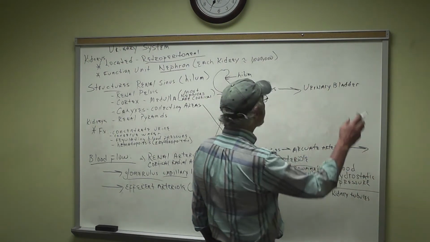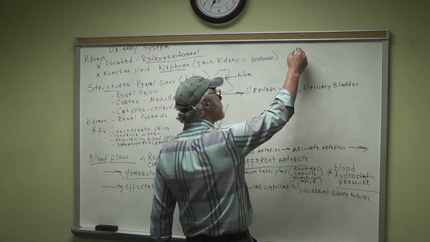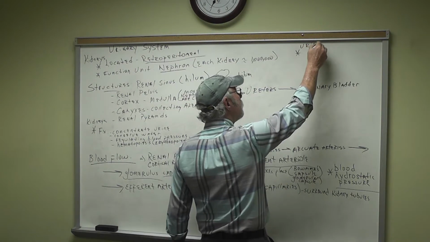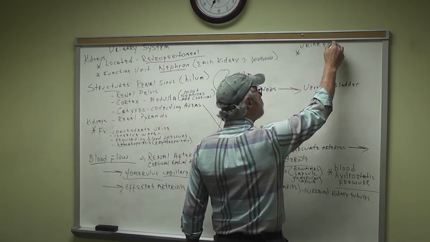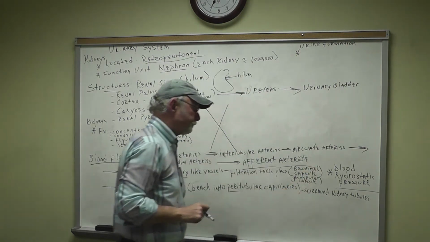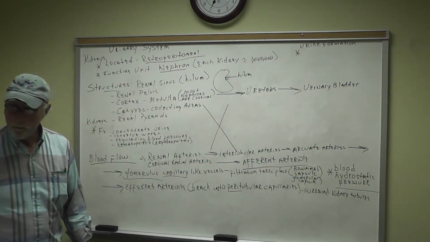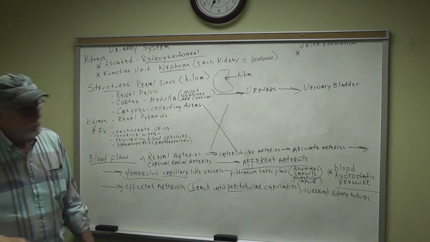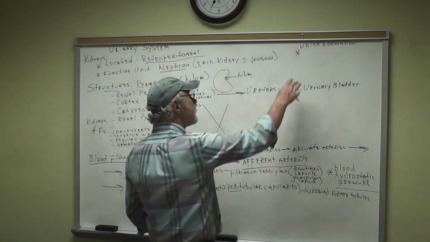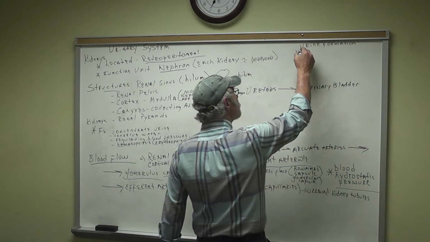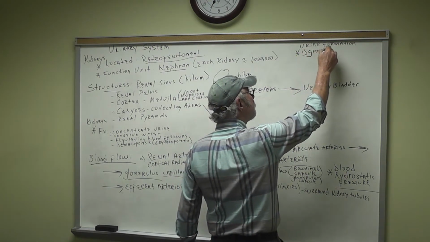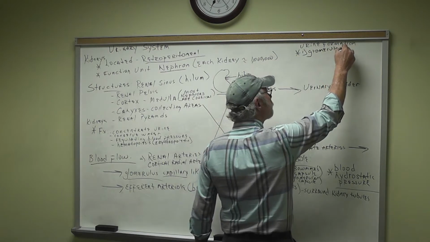All right, and I'm just going to kind of put it up over here. So the first process in urine formation is filtration, glomerular filtration. As we continue to go through this, I'll add the second and the third. The first is glomerular filtration.